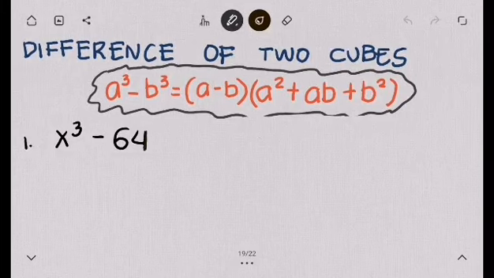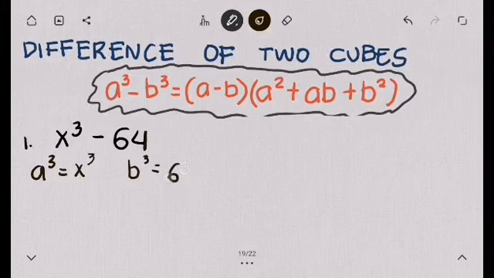Katulad nung 64. Okay. So in this case, ang ating a cube, so yun yung x cube. And then yung b cube, so yun naman yung 64. So ang kailangan natin ay value ng a. So kukunin natin this time ay cube root. Ang cube root ng a cube, x cube, b cube, at 64.